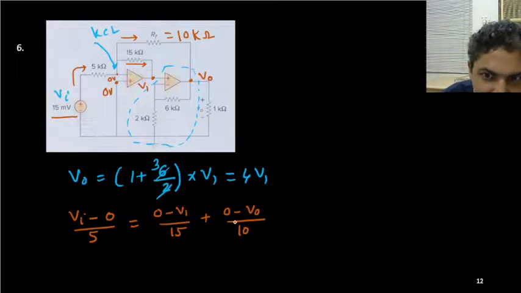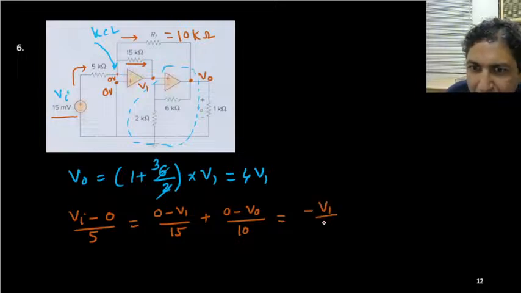Okay, I think this equation is perfect. Now you can simplify it a little bit. So V0 I can replace by V1 right now. So first I will try to calculate V1. Once we get V1, V0 we can easily get. So minus V1 by 15, and minus V0 is replaced by 4V1, so it's 4V1 by 10.